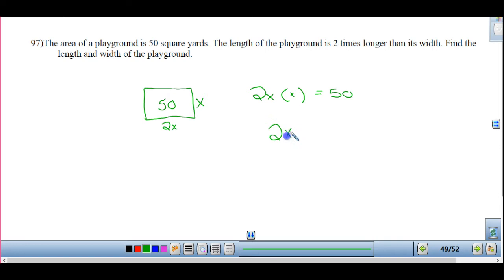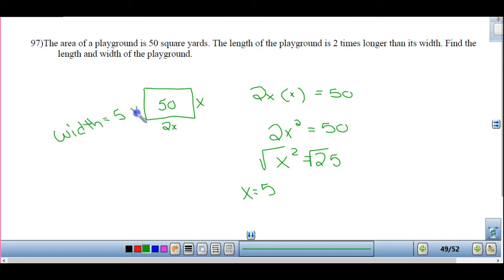So 2x squared equals 50. x squared equals 25, and then we take the square root of both sides, and we get x equals 5. If x equals 5, that's the width. So the width would be 5 yards, and the length then is 2 times that, so that is going to be 10 yards.